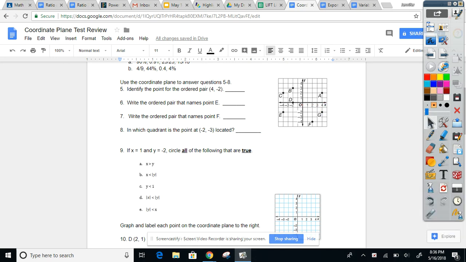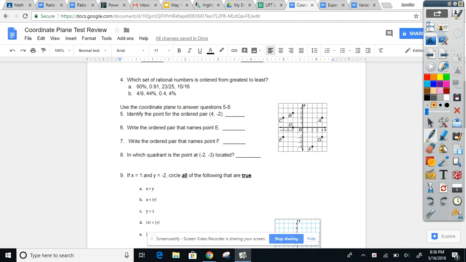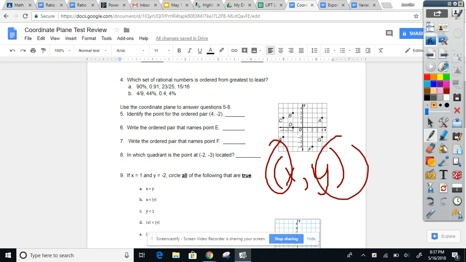You can do 6 and 7. You're just going to write the ordered pair. Remember, an ordered pair has a parentheses. It has the first number, which is the x. It has a comma. It has the second number, which is the y, and you close your parentheses. A lot of you forget your parentheses and that you forget your comma, so please make sure you keep those in there.